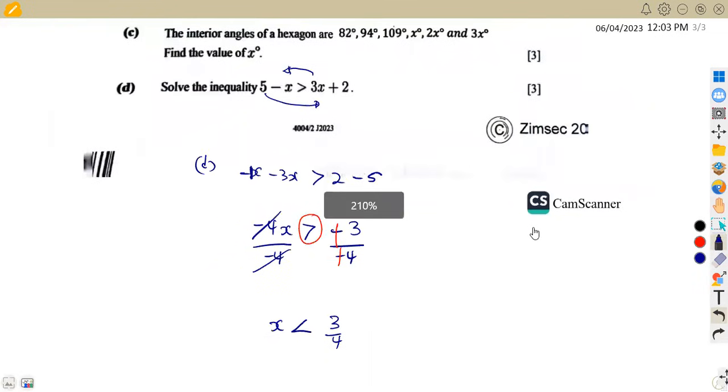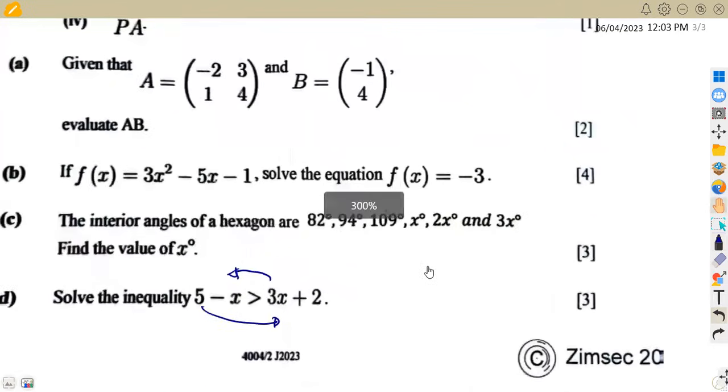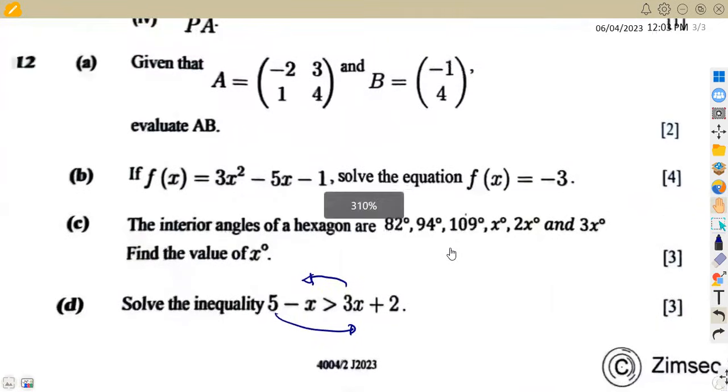All right, so this was the whole paper of paper 2 June 2023 exams, O level mathematics. So okay, so that is what we had, guys. So let us continue to tune in for more.